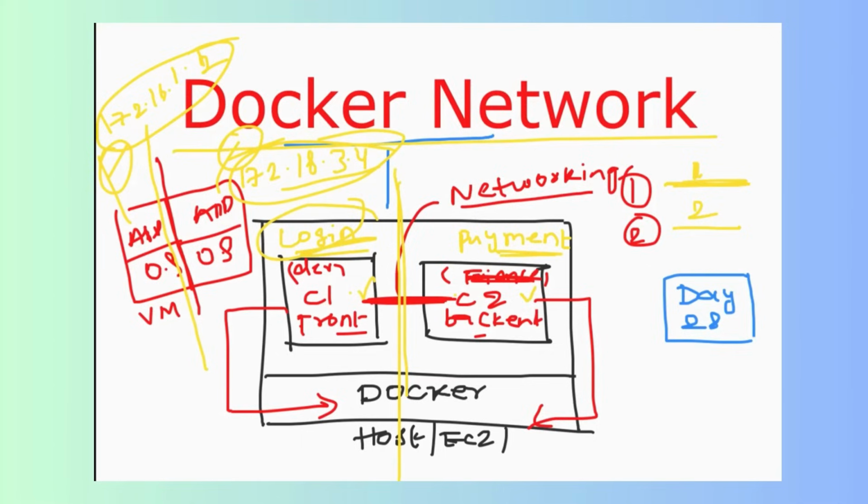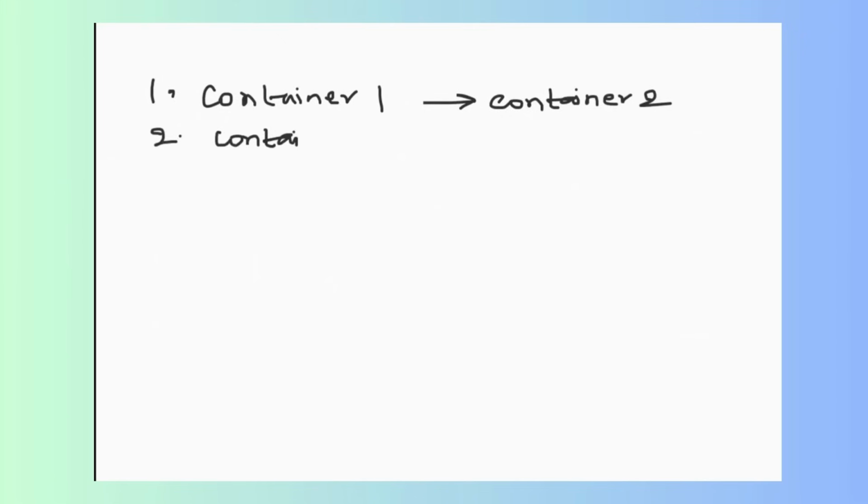Before I explain what the different types of networking are that you can create to achieve number one and number two, I'll explain the concept of how a container can talk to your host operating system. Let us write point one and point two so that we have a very clear understanding. Point one is container one talks to container two. Point two is container one has isolation with container 2.